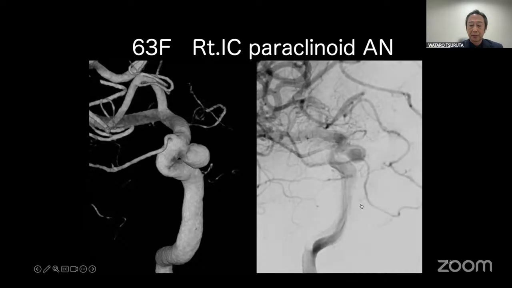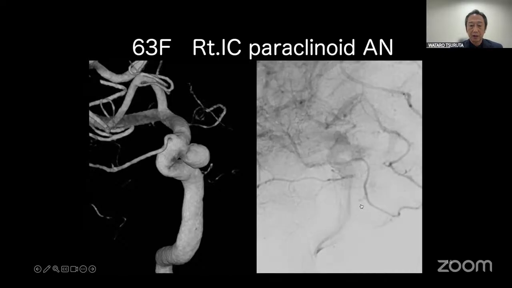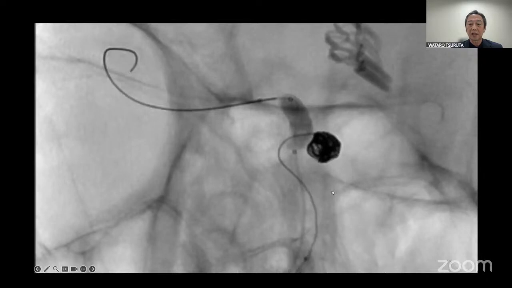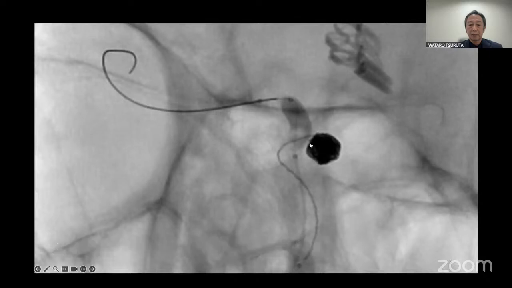This is a paraclinoid aneurysm with a slightly wide neck, and this is balloon assist. With neck sealing by the balloon, we can insert coils without any protrusion. And the balloon can contribute to the stability of catheter position, catheter support. This is also a useful effect of the balloon.